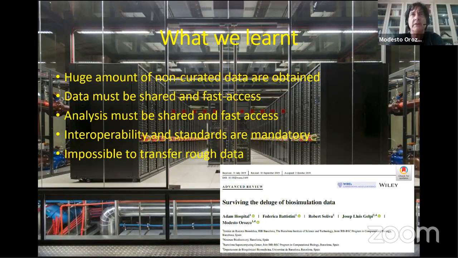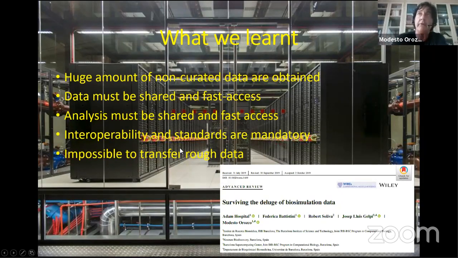What we learn, we are generating incredibly large amounts of data. And this data is not useful if it stays in the place where it was obtained. Data must be shared and must be shareable in a fast way. And not only the data, the analysis must be accessible. It is not helpful at all to find a repository with a flat file with 10,000 trajectories. You don't know how to start. You need to have the data accessible to you, but you need to have the key analysis also ready to be accessible. It is very important, this is technical, I'm afraid, interoperability.